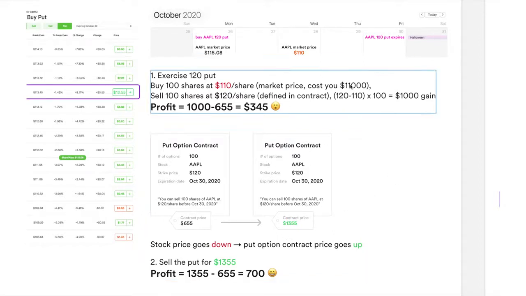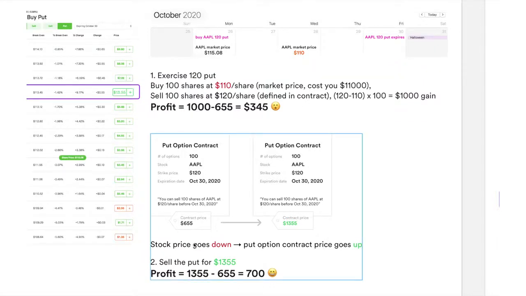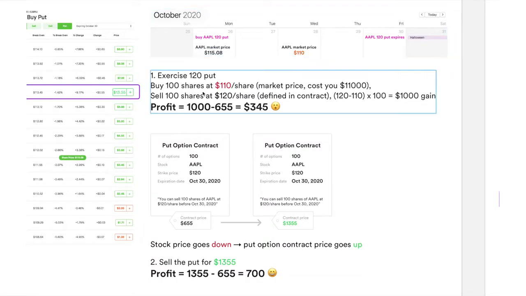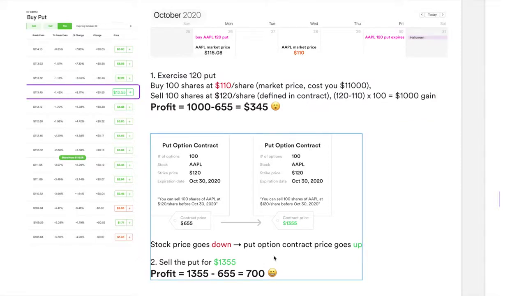One, not everybody has 11K to begin with to buy 100 shares and then exercise it to sell those. In this case, all you need is $655. And if you predicted the direction of Apple right, you can profit right away pretty quickly. Another advantage is that you only have to buy the put, sell the put, done. But in this case, you have to buy the put, buy the shares, and then exercise the put to sell the shares. So I prefer the second way. It's simpler. I like simplicity.